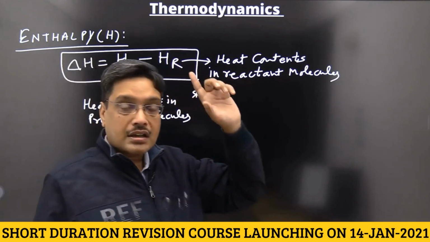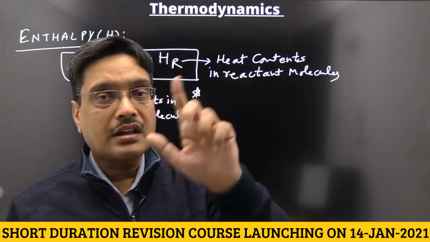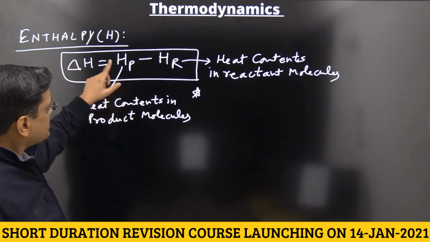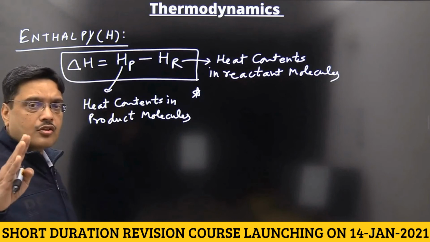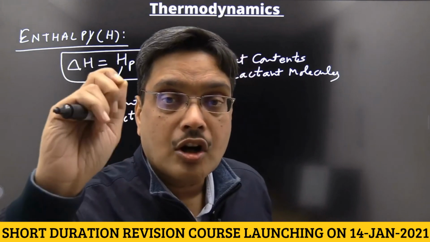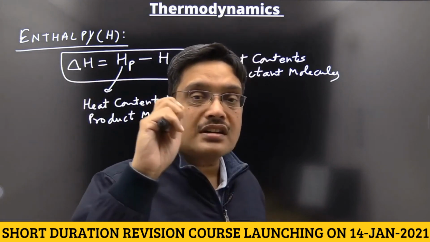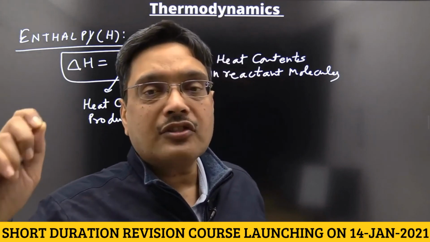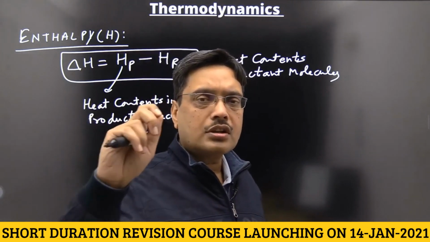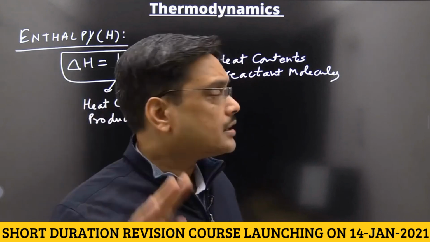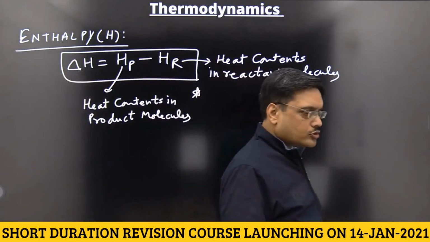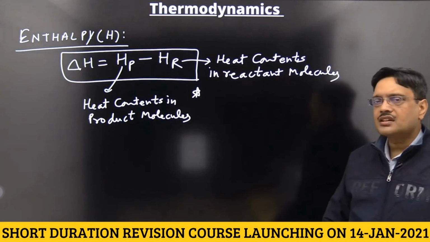Otherwise you use Hess's law, which we will study later. But this formula is used when the heats of formation of all reactants and all products are given, and the heat of formation of a standard state will be 0. Like hydrogen H2 exists in standard state, so the heat of formation is 0. O2, the heat of formation is 0. Is it clear? So when the heats of formation of all reactants and all products are given, then we use this formula, otherwise not. This is the important thing.